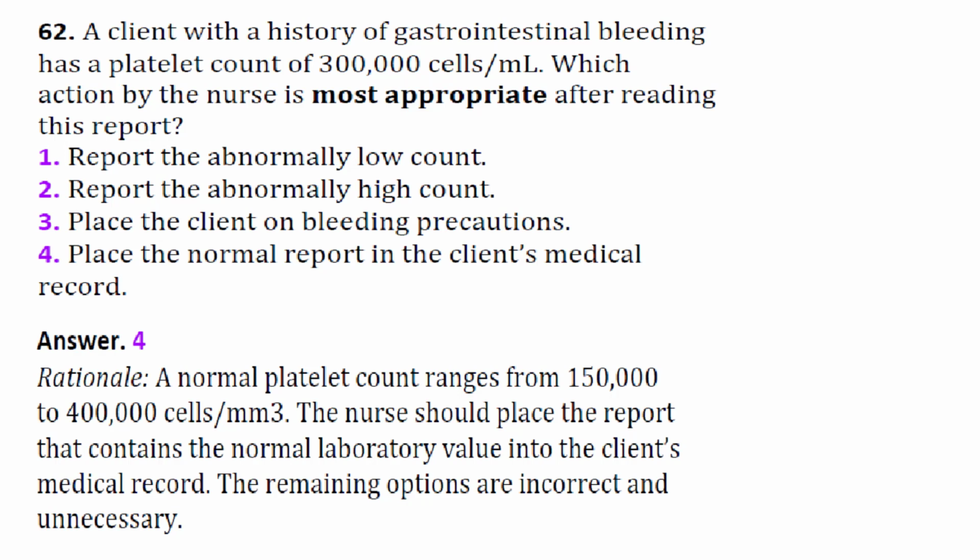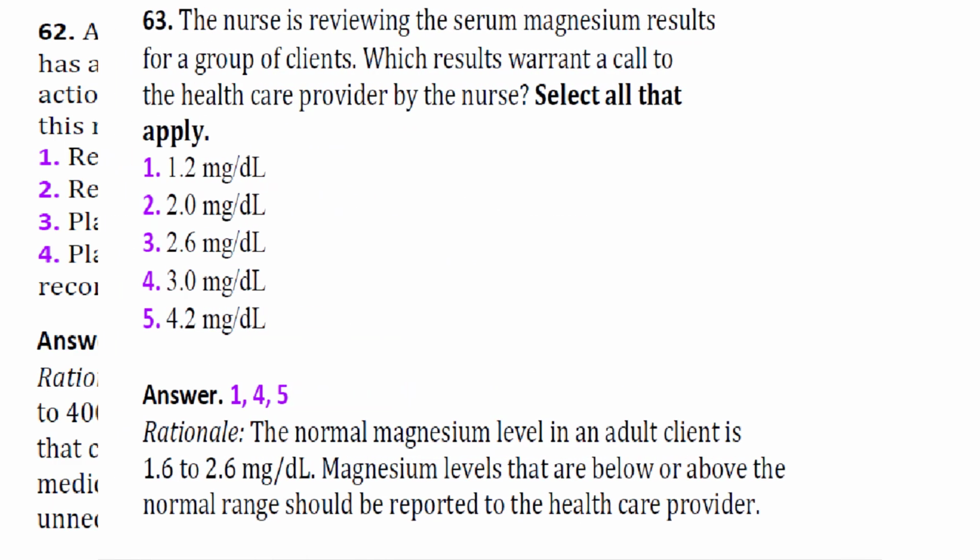Answer. 4. Rationale. A normal platelet count ranges from 150,000 to 400,000 cells/mm3. The nurse should place the report that contains the normal laboratory value into the client's medical record. The remaining options are incorrect and unnecessary.